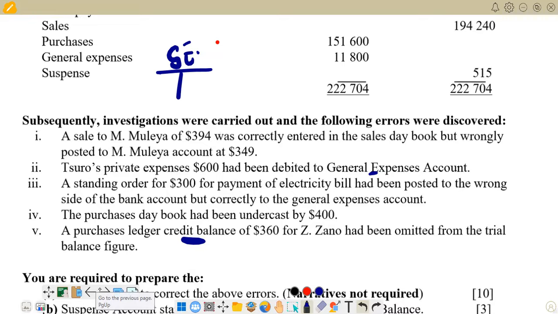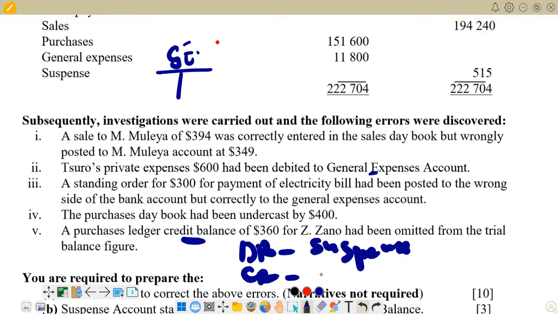So we need to put that balance of Zanu on the credit side of the trial balance, and then we also enter the opposite entry since it's affecting suspense. The opposite entry will now be in the suspense account. So we're going to debit suspense, and obviously we credit the account that has been omitted. The balance that is omitted is for Zanu, and obviously our amount there remains 360. So that's what we are going to do.